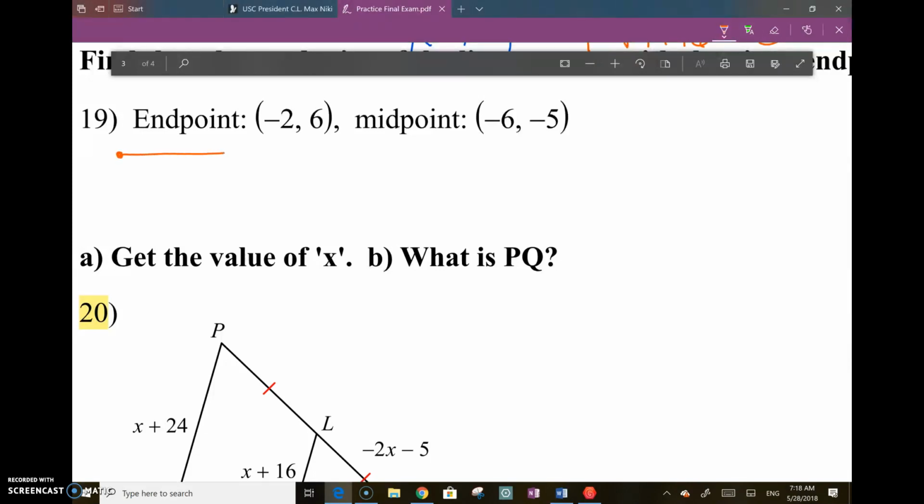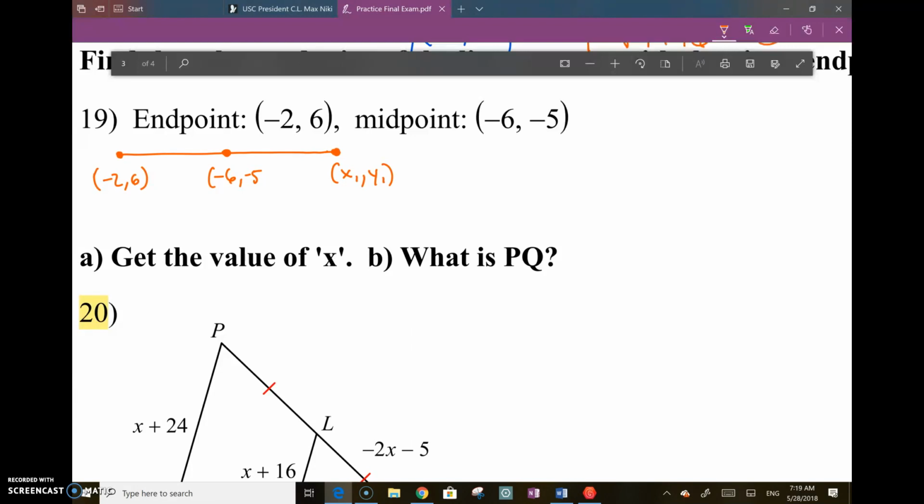So I'm going to draw this as a diagram. We have one endpoint, which is (-2, 6). And then we have the midpoint, which is over here, (-6, -5). But what we don't have is the value of the other endpoint. So I'm going to call this my mystery x and my mystery y. This is what I need to figure out.